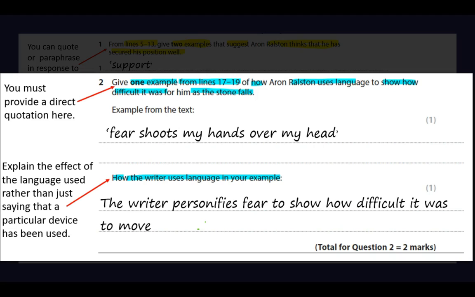So when you're answering a question like this, either question 2 or question 5, where you're given a quotation, you're being asked to explain how the writer is using language. You need to explain the effect that the language device you have quoted has in relation to the particular focus of the question that you are answering. It is not enough just to name the device, just to identify the device. You need to write something more, something like this, in order to get the mark that is available.